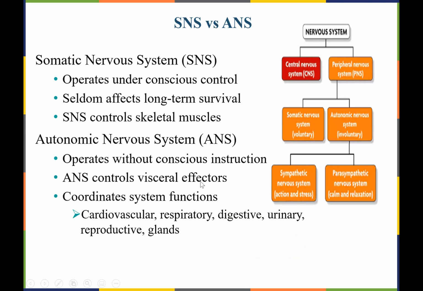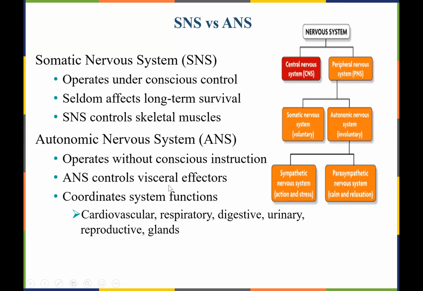The autonomic nervous system that we are going to master now operates under subconscious control. You can't control it. You can't control how fast your heart beats. You cannot control digestion. You cannot control your endocrine glands. So it is subconscious. The autonomic nervous system controls your visceral effectors.